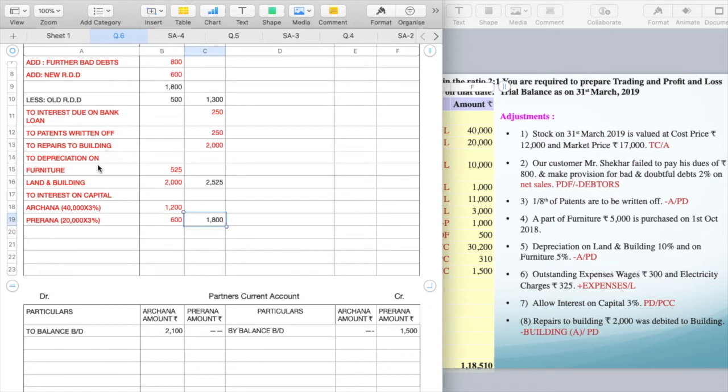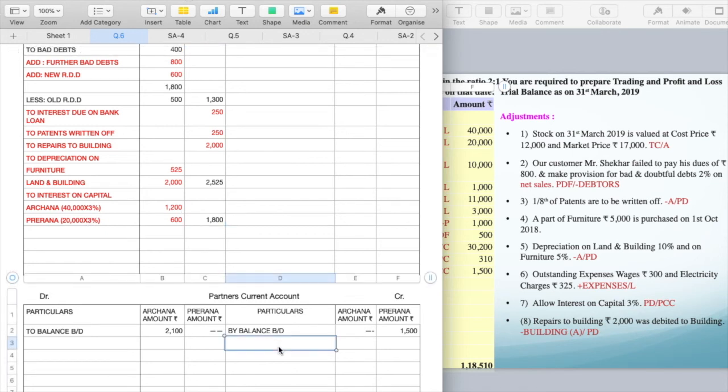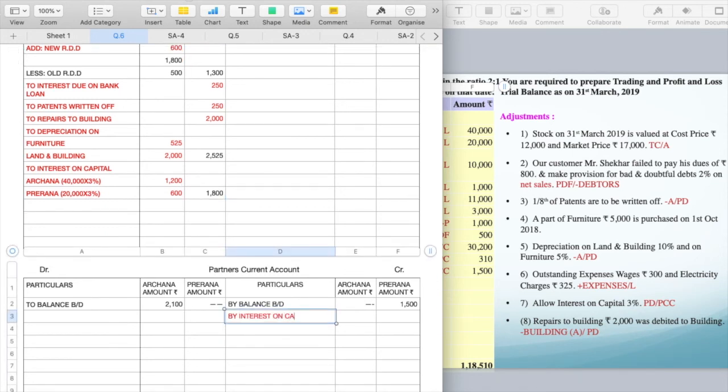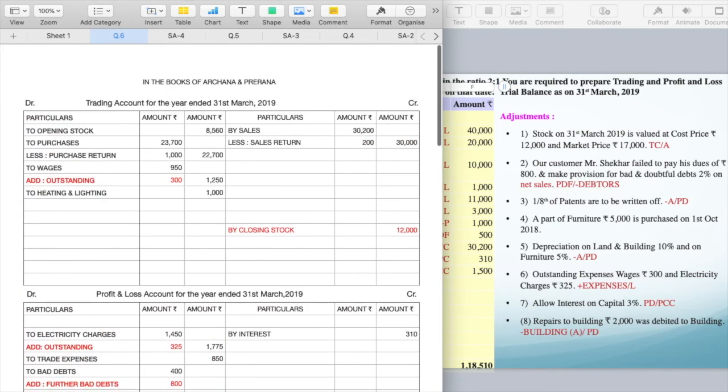Okay. So P&L debit side, and now partner's current account credit side. So by interest on capital, same way we have to write. Only the name of the account has changed. Nothing else has changed. So 1,200 and 600 in Archana and Prerna's account. Okay. So we are done with all the adjustments, right? Now we'll start with the balancing of the accounts.